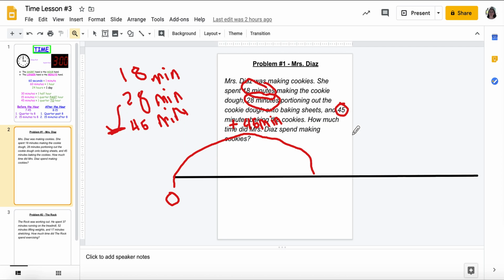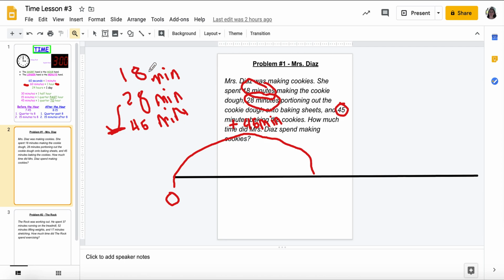Now, what do you think I should maybe add next? Let's think about it. Let's make it easy. What's one of my key things that I have to remember from my anchor chart? How many minutes are in an hour? 60, right? So how many more minutes do I need to jump to get to 60, if I'm already at 45? I need to jump 15 minutes, right?